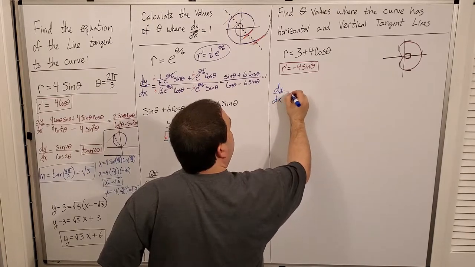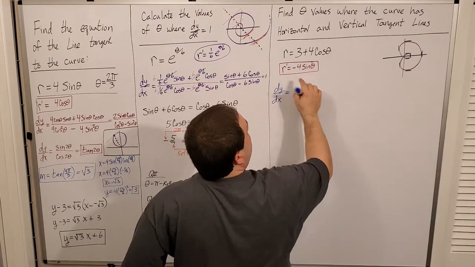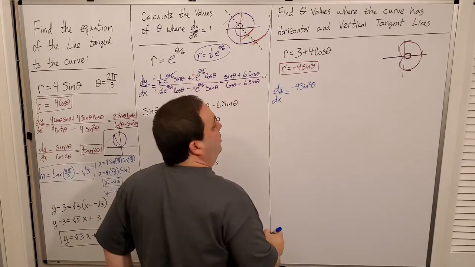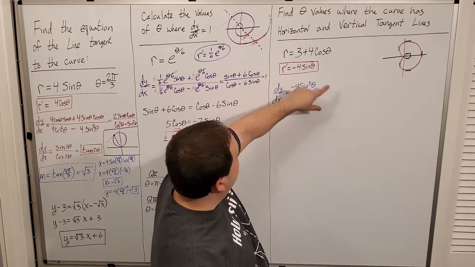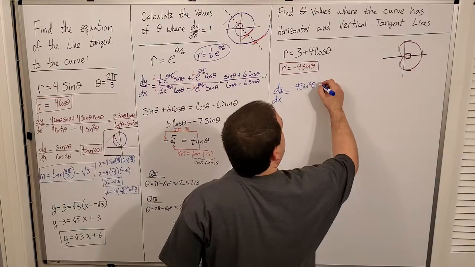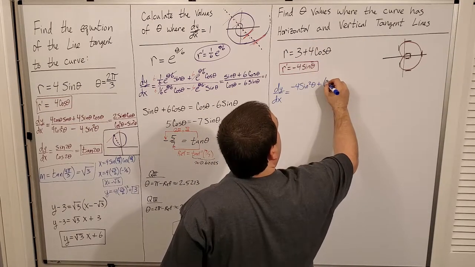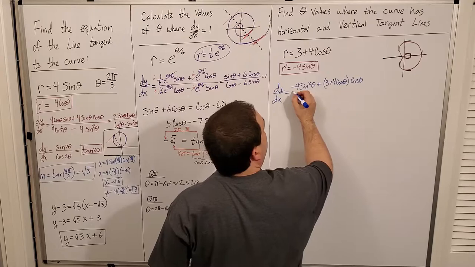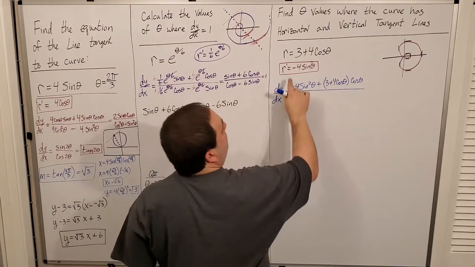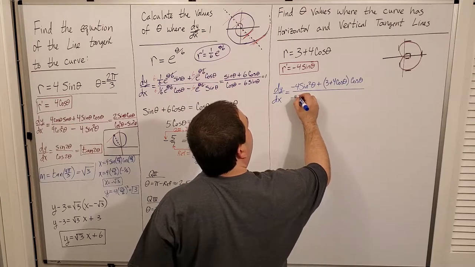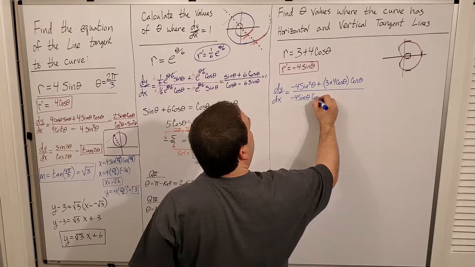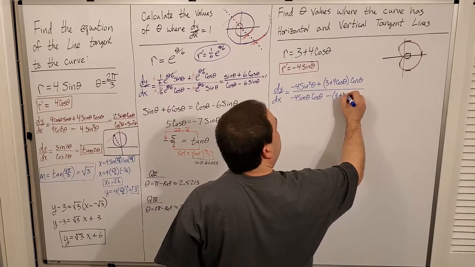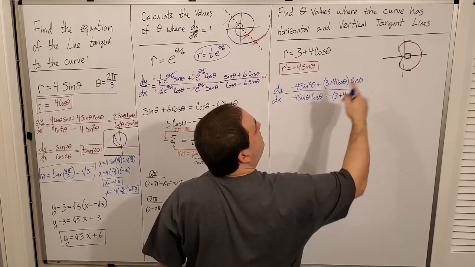Dy over dx is going to be this r prime times sine theta. So I get sine squared, because it's r prime times another sine theta, plus r, which is 3 plus 4 cosine theta, times cosine theta, over r prime times cosine, so that's negative 4 sine theta cosine theta, minus r, which is 3 plus 4 cosine theta times sine theta.